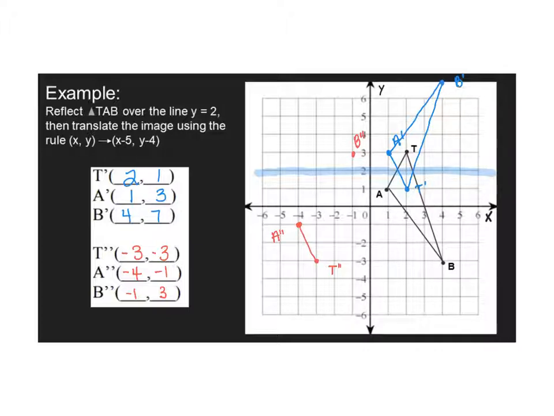And so when I'm done with this transformation, this composition, my new triangle is the TAB double prime.